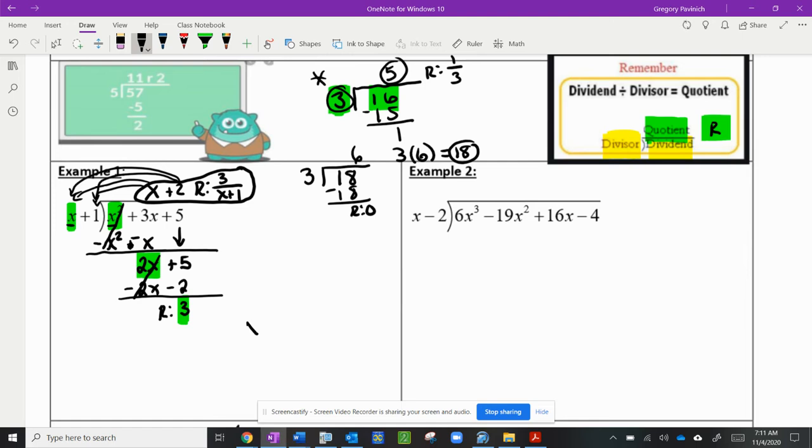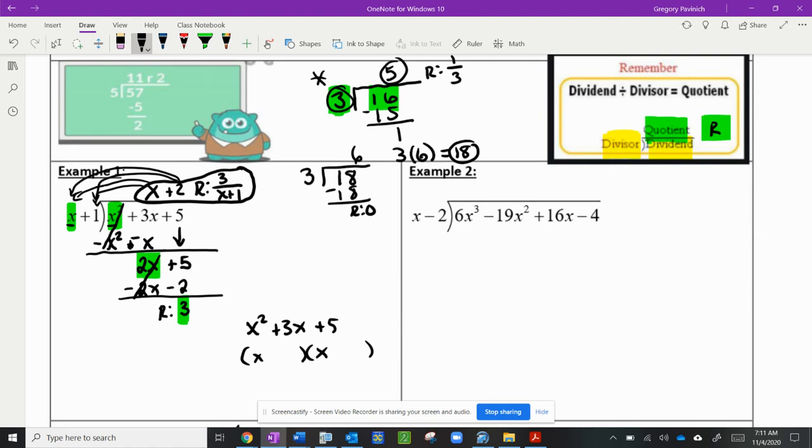And notice, if I tried to factor this, there are no factors of 5 that add to get me 3. So there's not going to be 2 zero remainder factors here. It's not factorable. And so that kind of shows that x plus 1 is not going to be a factor of x squared plus 3x plus 5.